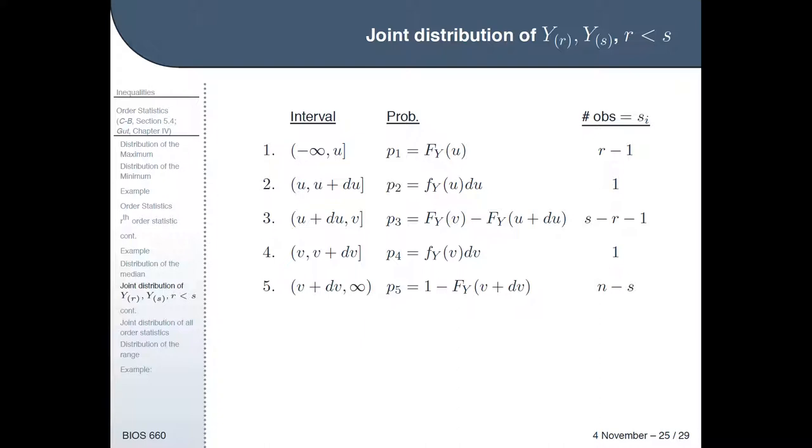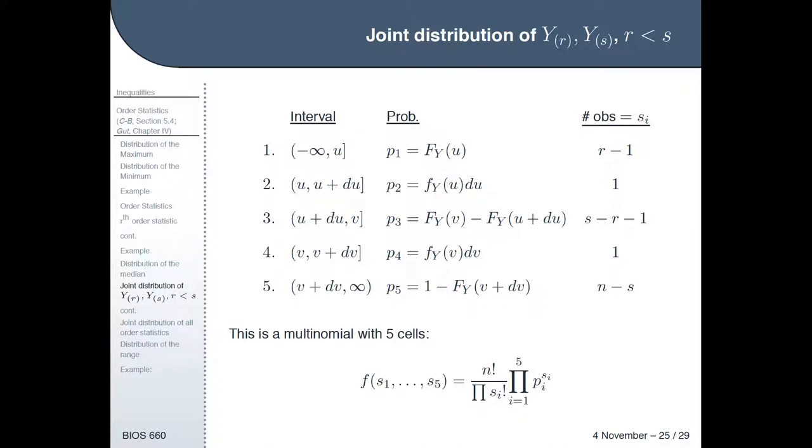So now let's say we want to find the joint distribution of two different order statistics, in this case Yr and Ys. We'll assume that r is less than s. Then we would want exactly r minus 1 observations to be less than u, 1 to be in this little u to u plus du interval, s minus r minus 1 to be between that interval and v, and then we would want 1 observation once again to be in the v to v plus dv interval, and finally n minus s observations to occur above that interval.